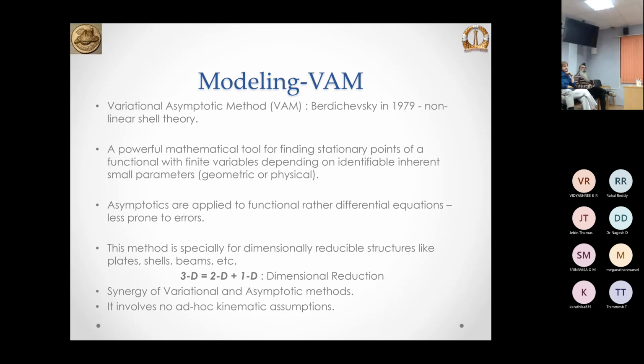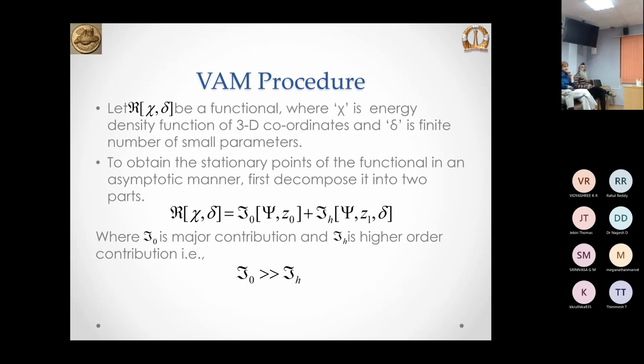So this is the advantage of WAM actually. It involves no ad hoc assumptions. So how do we do this with WAM? Let R of xi and delta be a functional, where xi is the energy density function of 3D coordinates and delta is a small parameter.